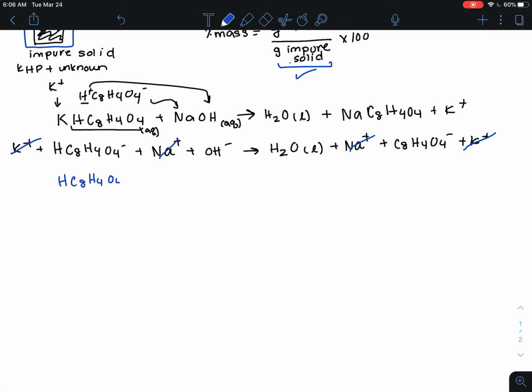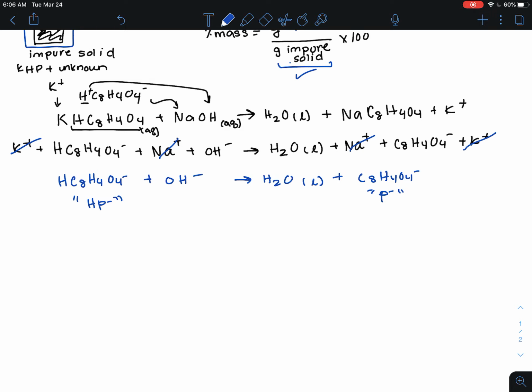Now let's see, what are the spectator ions? Well, potassium for sure, and sodium. So I'm looking at phthalate reacting with hydroxide to make water and my anion. So this is kind of like your HP, right? And then this is your P minus.